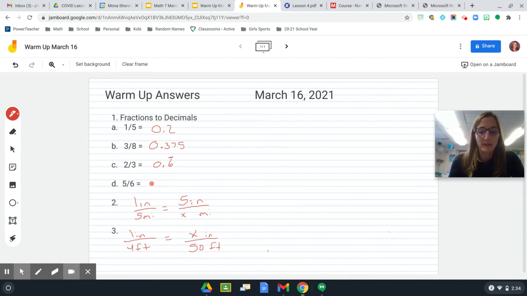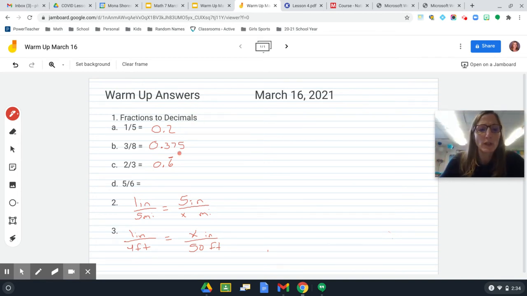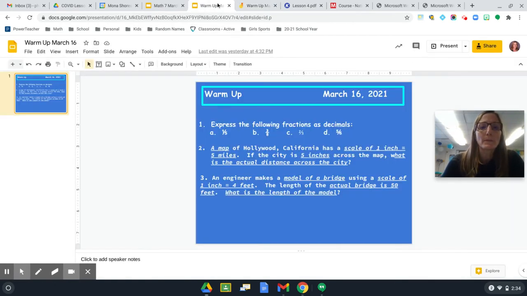5/6, 5 out of 6. So 5 divided by 6, also a repeating decimal, and it repeats in the second digit there in the hundredths. So 0.8333, the 3 is going to repeat. And so we're going to use that bar notation over the 3 only. Okay. So again, just being comfortable with that, remembering how to do it, because we're going to see some problems with some fractions today.